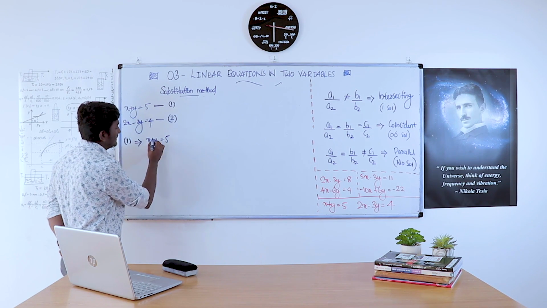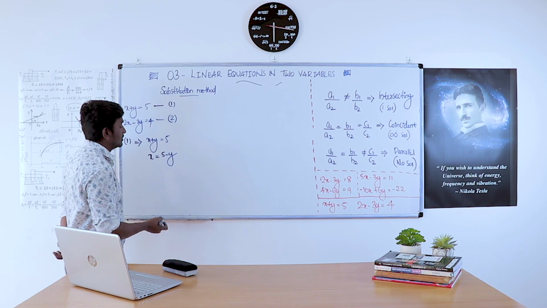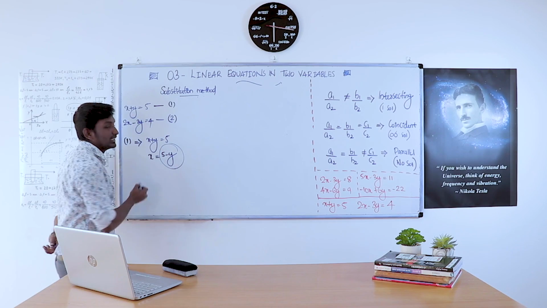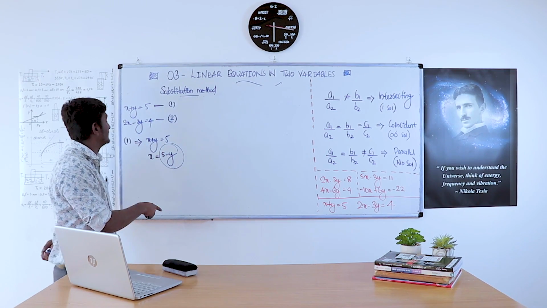How can we find x? Plus y is shifted to the right side, it becomes 5 minus y. So what is the value of x? x equals 5 minus y. This is the second step, finding the value of any one variable from the selected equation.